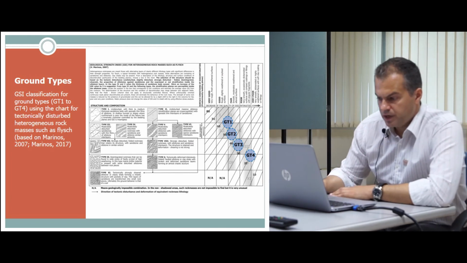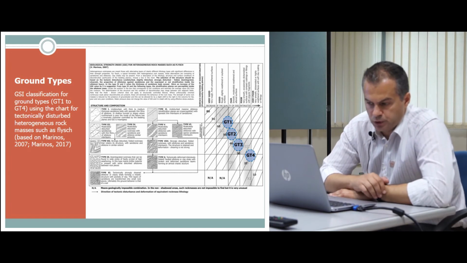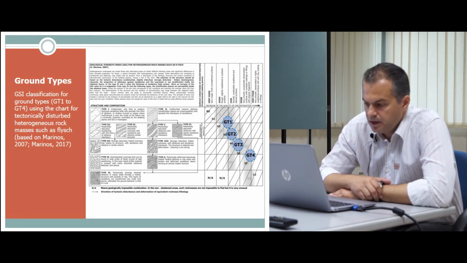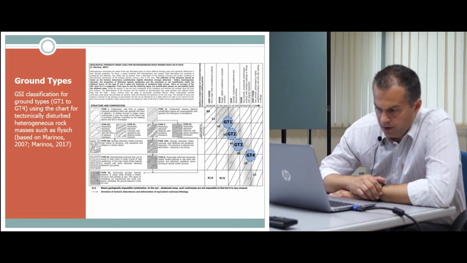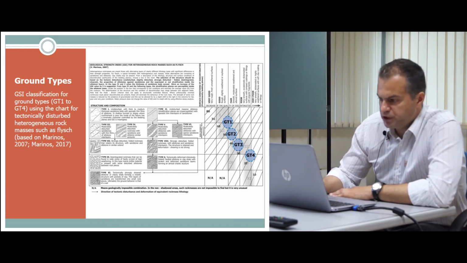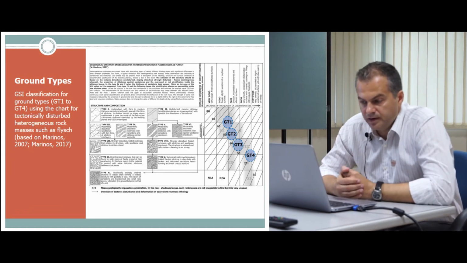Here we can use the GSI for heterogeneous rock masses such as flysch. So we can use this chart here. You can see projected the ground types we discussed before. And we can now proceed to defining all these ground types with the key parameters.